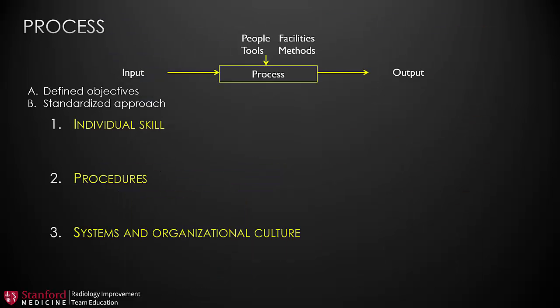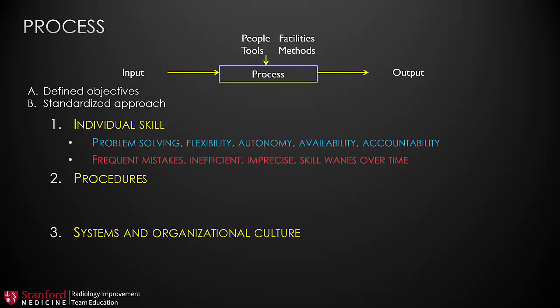Now, there are advantages and disadvantages of relying on each approach to achieving reliability. Advantages to relying on individuals are that people tend to be good at problem solving. We're flexible. We can work autonomously. People tend to be readily available, and you can hold individuals accountable for their work. Disadvantages are that people tend to make frequent mistakes. They tend to be inefficient and imprecise, and their skill wanes over time, so it needs to be maintained.